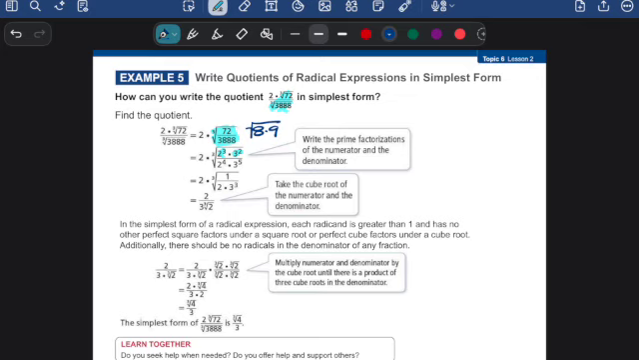Okay, 3,888. That is the same as, I'll try to show you here. It's 8, so there's another perfect cube.